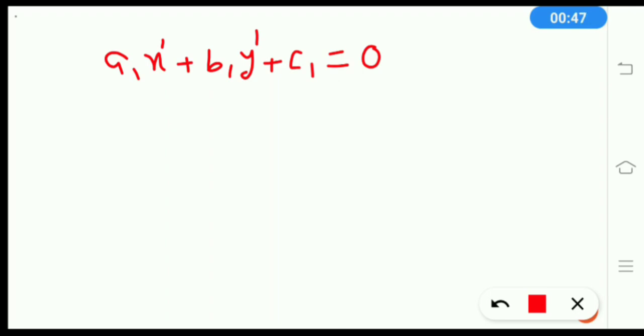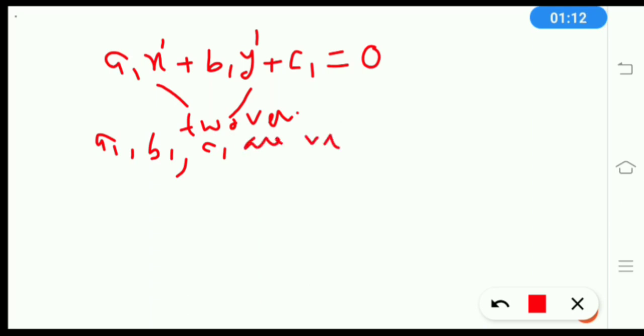Okay, so here equal to 0 is present, so that's why it is an equation. And here two variables, that is x and y, are present, that's why it is a linear equation in two variables. And a1, b1 and c1 are real numbers or constants. Clear? So now what is a pair of linear equation in two variables?